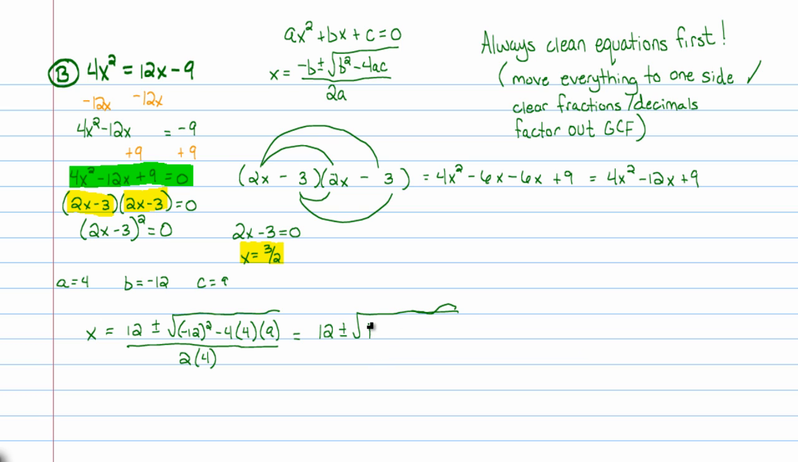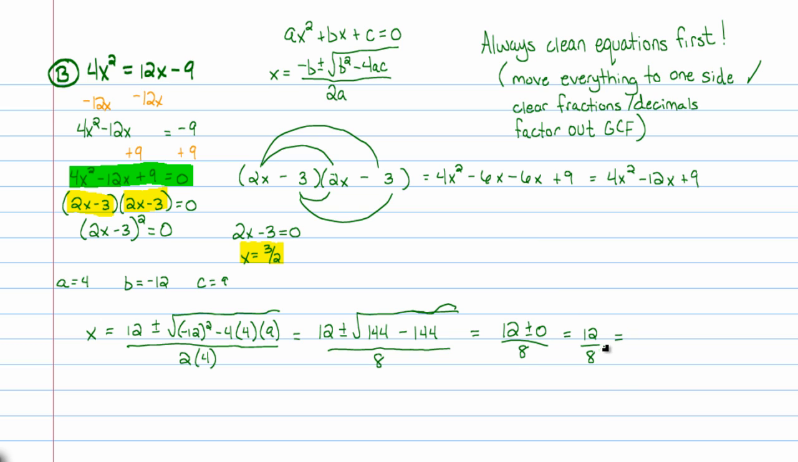Let's see, that's 144. And we have, what is that, 36 times 4. So that would be a negative 144 actually, all being divided by 8. Oh, well, underneath the square root, that's just 0. So that's 12 plus or minus 0 all over 8, or in other words, 12/8. Notice the plus or minus disappears, so we only have one answer.